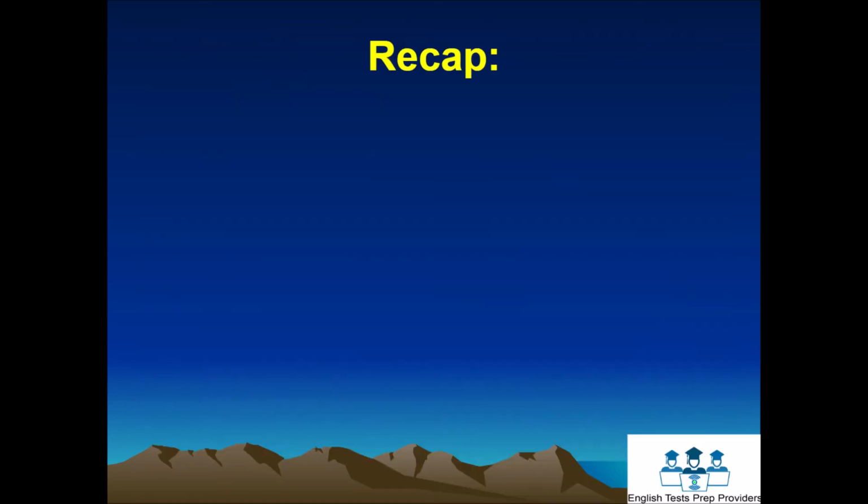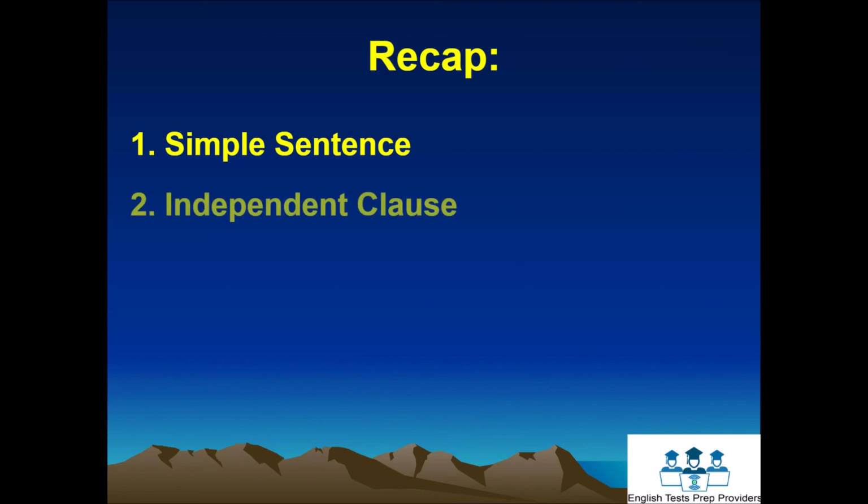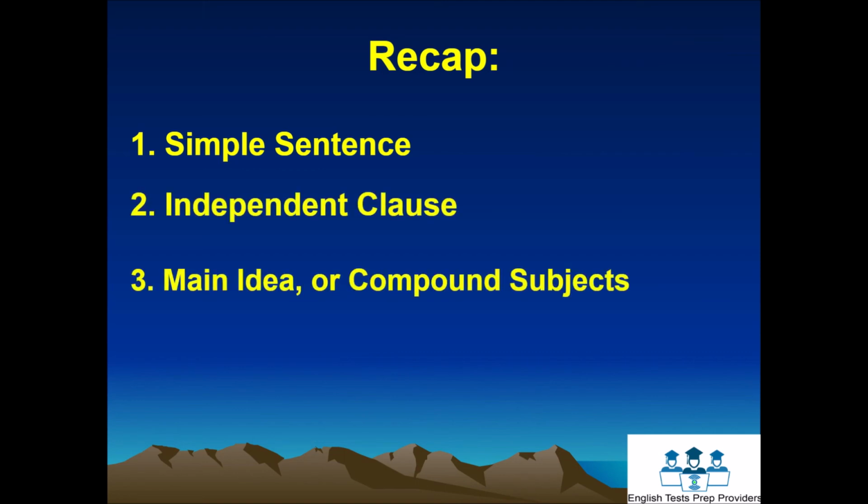Let's try to recap what you have learned in this session. We learned about simple sentence. A simple sentence has one main idea and has one independent clause. If you have come across 2 subjects, we call them compound subjects. Even if you have 2 subjects or compound subjects, the sentence is still called a simple sentence.